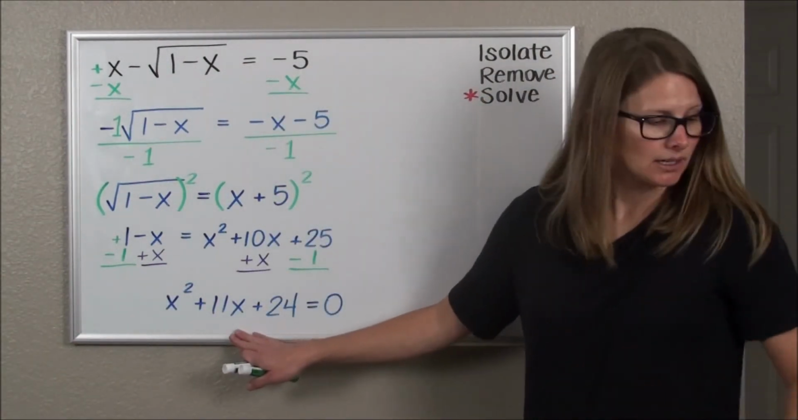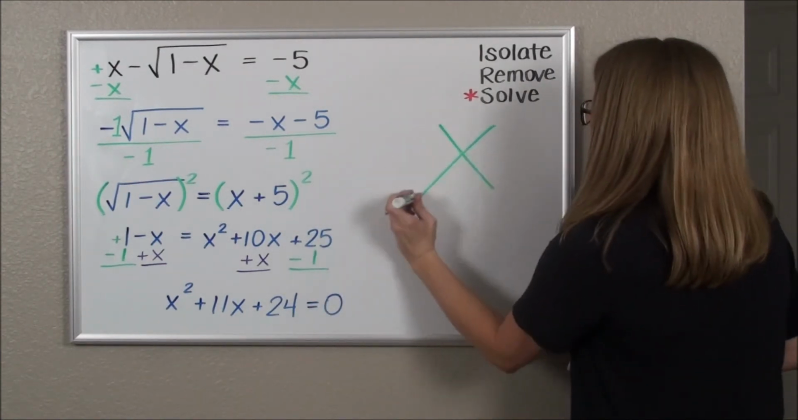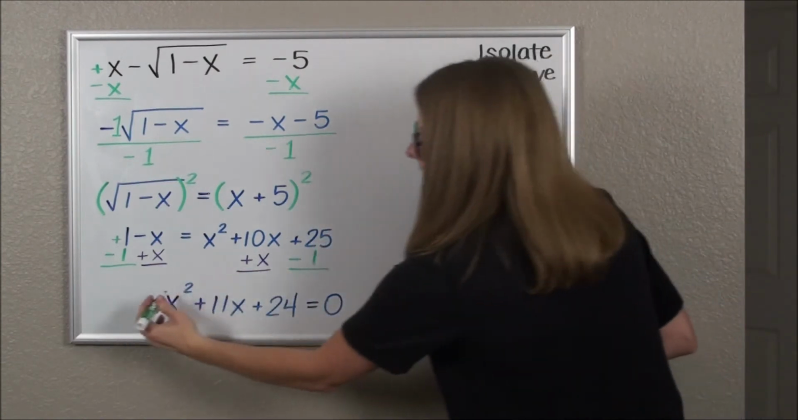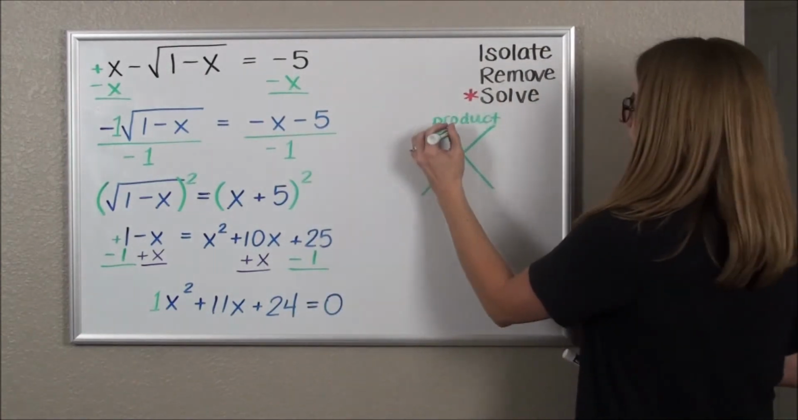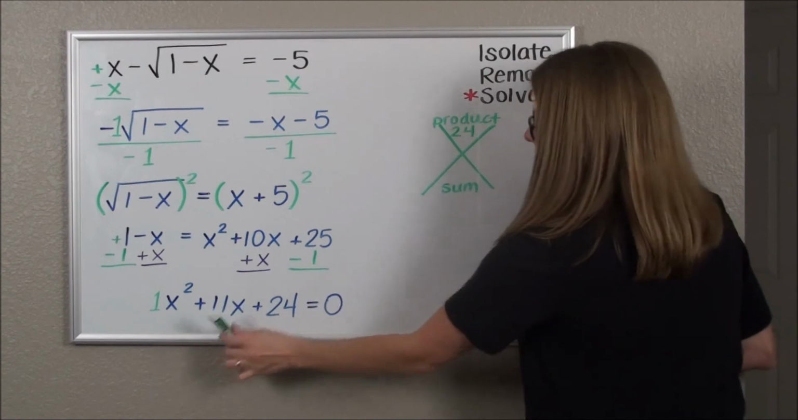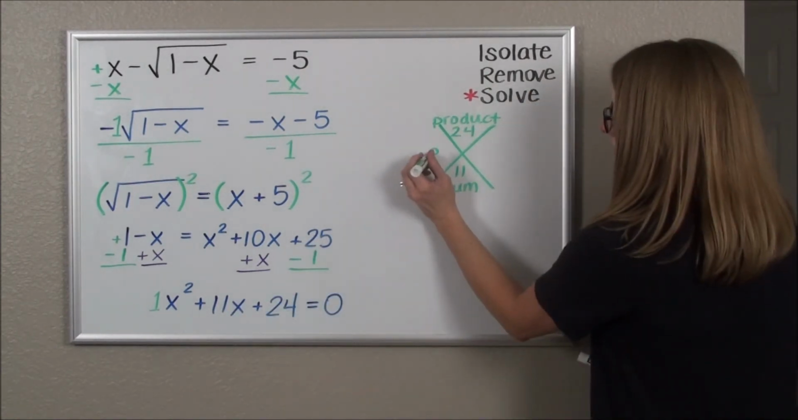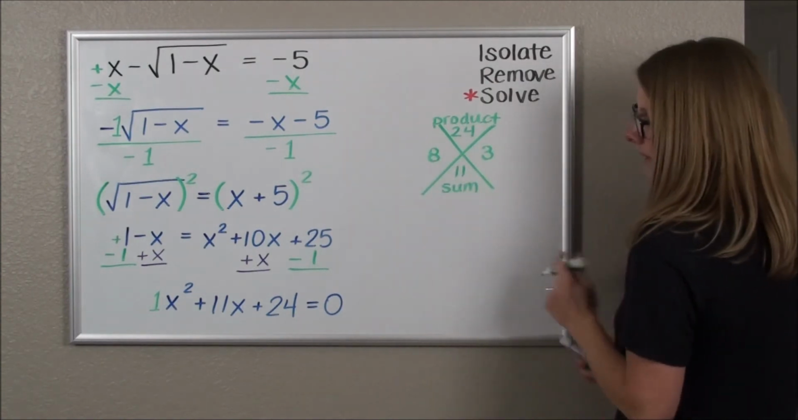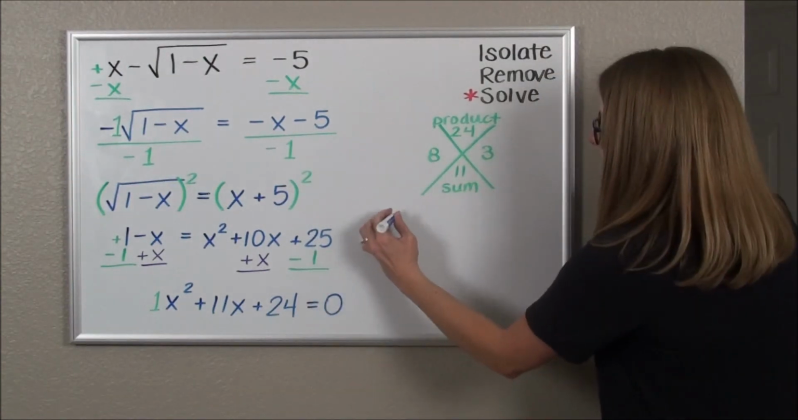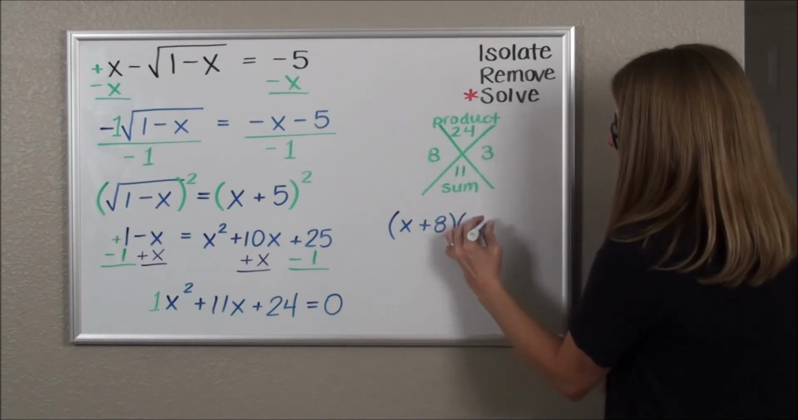But now that it's set to 0, I want to factor to solve. So let's find our magic numbers using our x box here. The product is going to be your first times your last. So here that's 1 times 24, or 24. Your sum is always found in the middle, which in this case is 11. So the numbers that multiply to 24 and add to 11 will be 8 and 3. And because there wasn't anything in front of that x squared, I can just throw those numbers into parentheses. So x plus 8 times x plus 3.